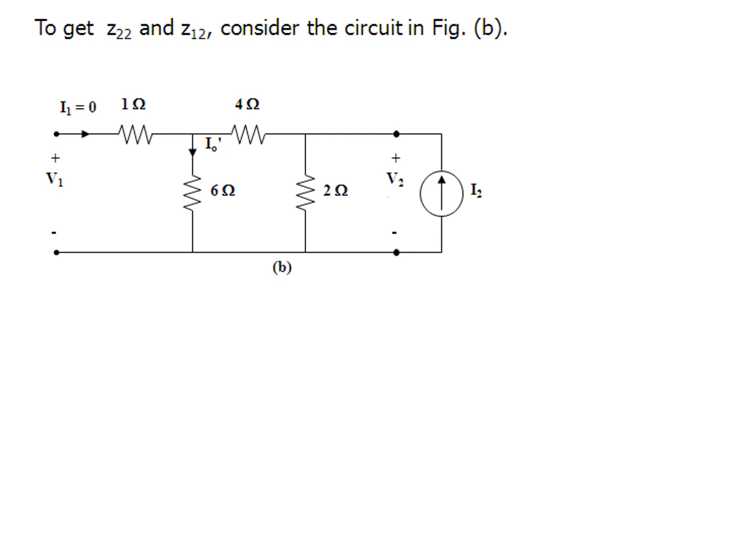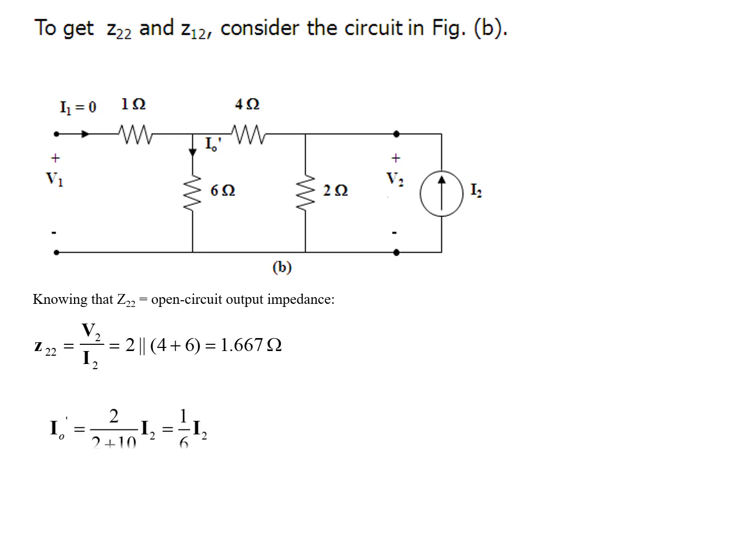Right, moving on to Z22 and Z12. This time we're going to connect the I2 current source to V2 and leave the V1 terminal open. That will make I1 equal to 0. And we know that Z22 is the open circuit output impedance. Thus Z22 is equal to V2 over I2, and that is 2 in parallel with 4 plus 6 ohms. Note that the 1 ohm is neglected because the current is 0.